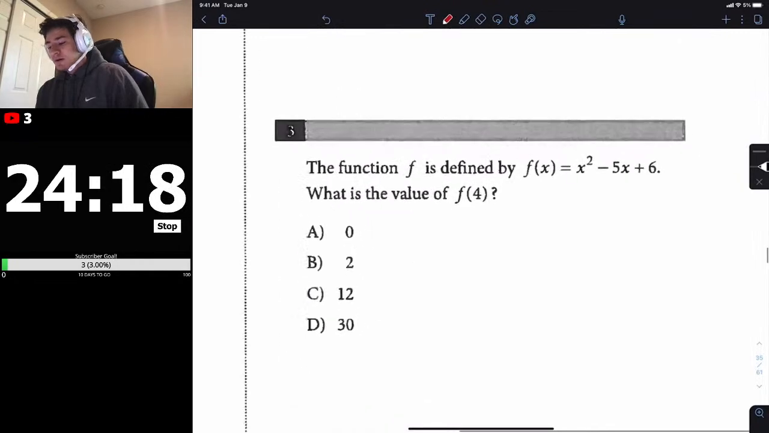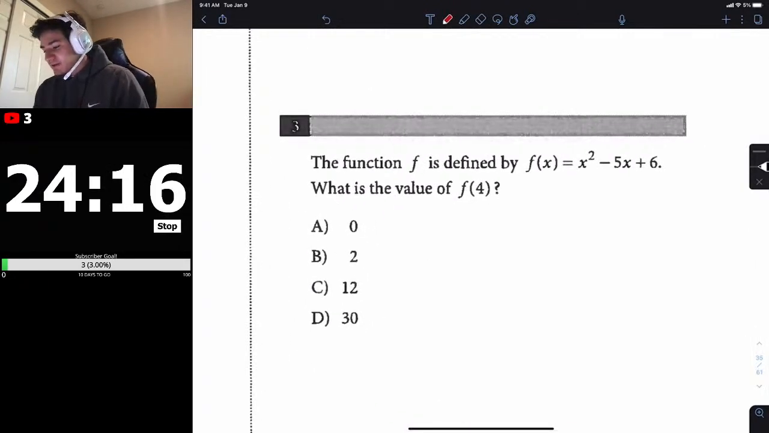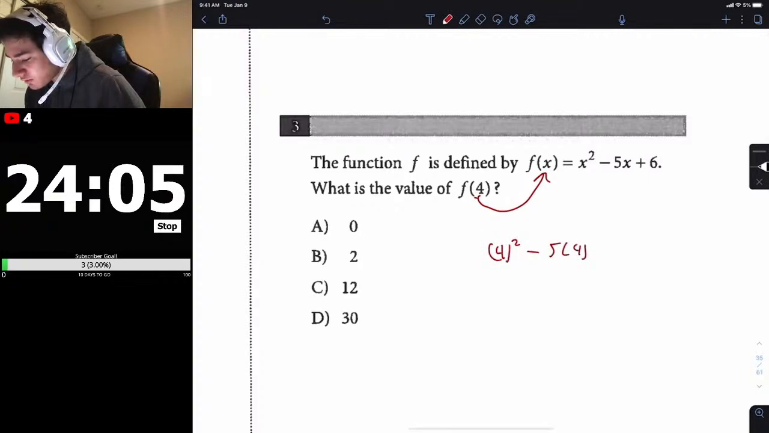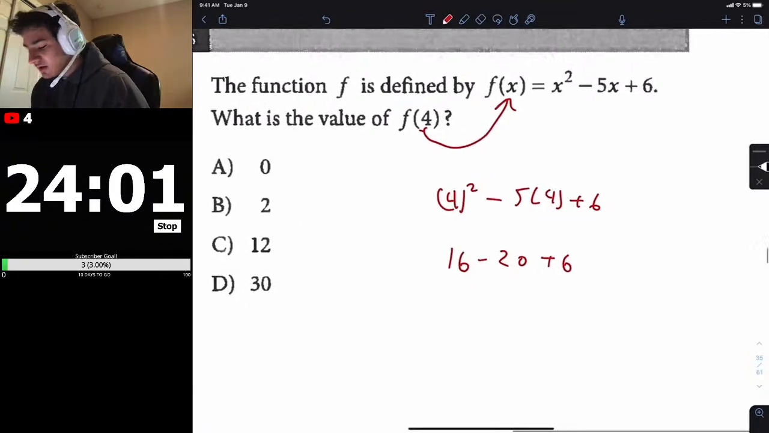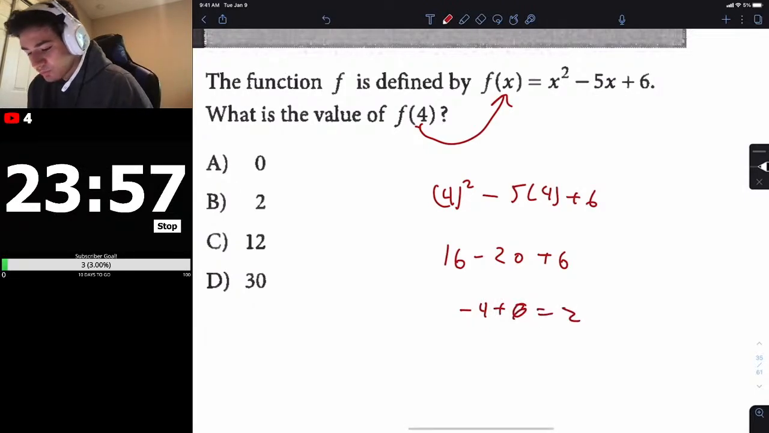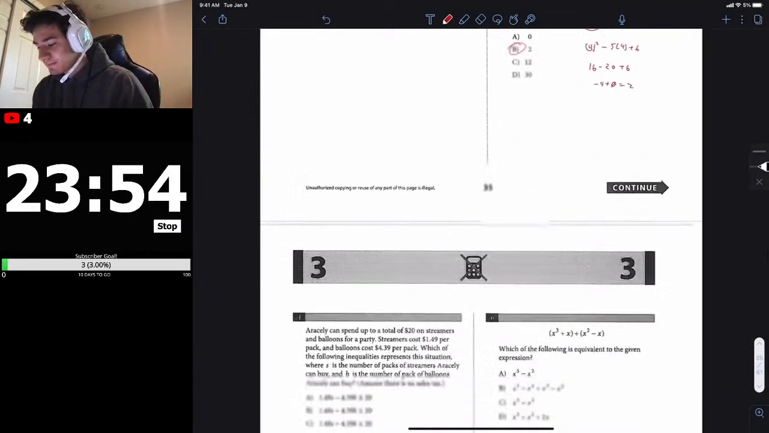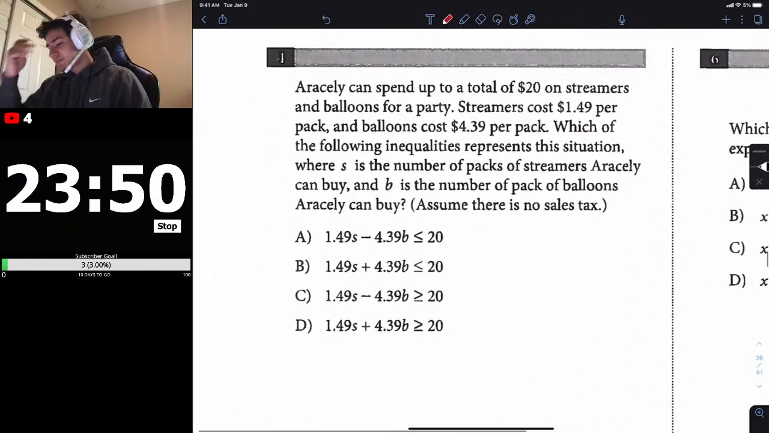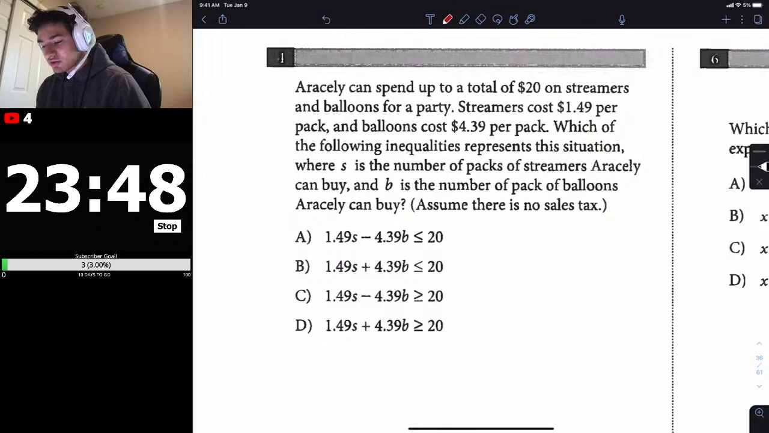Cool. Function f is defined by f of x equals x squared minus 5x plus 6. What is the value of f of 4? Okay, plug in 4 for x. So let's see, we get 4 squared minus 5 times 4 plus 6. It's going to be 16 minus 20 plus 6. That's going to be negative 4 plus 6 equals 2. Option B.